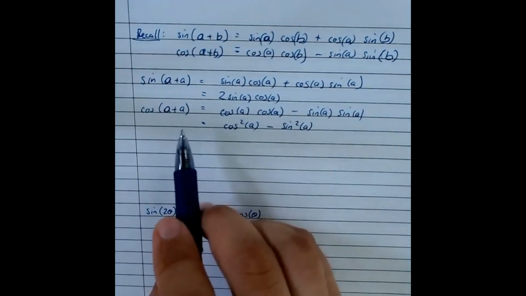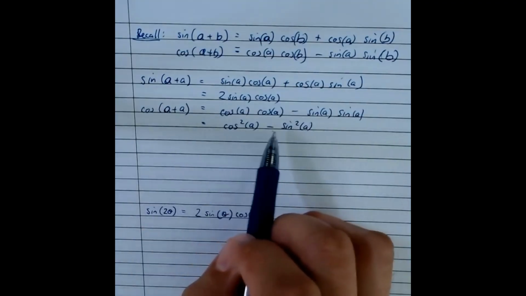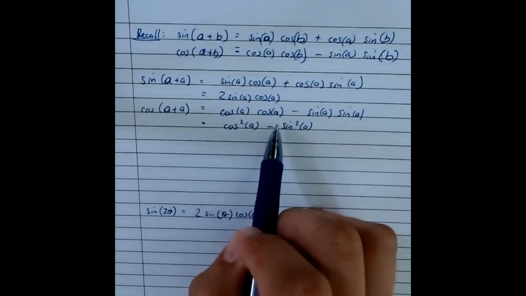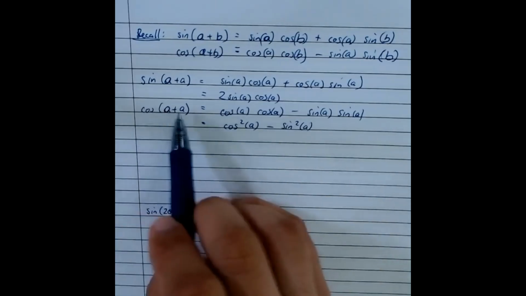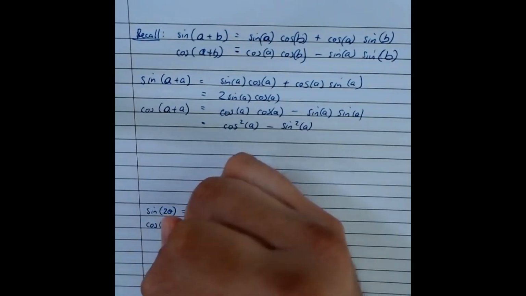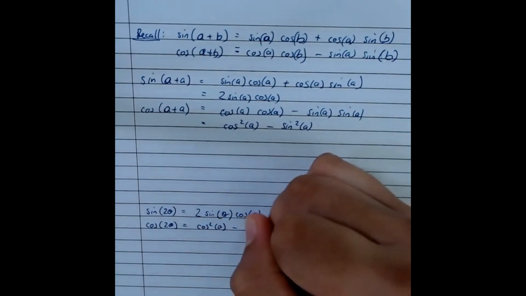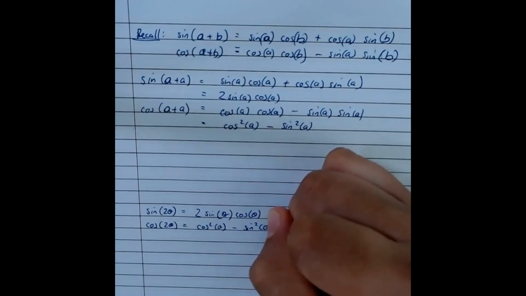This should remind you of the Pythagorean identity. If you have cosine squared of a plus sine squared of a, that equals 1. But instead of a plus, if you have a minus here, that's the double angle formula for the cosine function. The cosine of double an angle is equal to cosine squared of that angle minus sine squared of that angle.